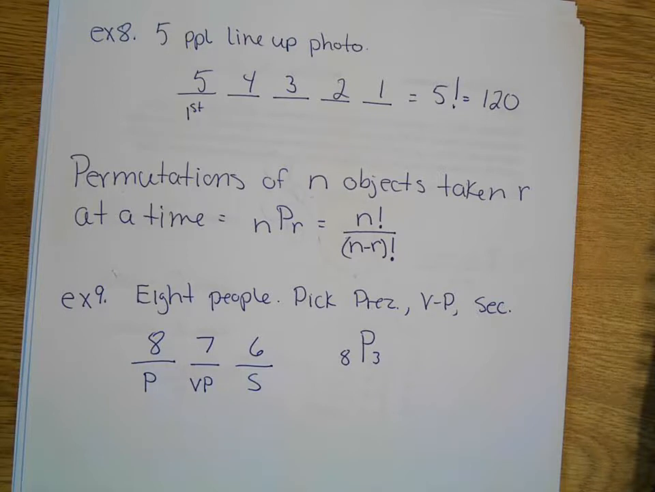And then I like 8 times 7 times 6. I think that's a lot quicker. 336 ways to pick that group of 3 people to lead your club.